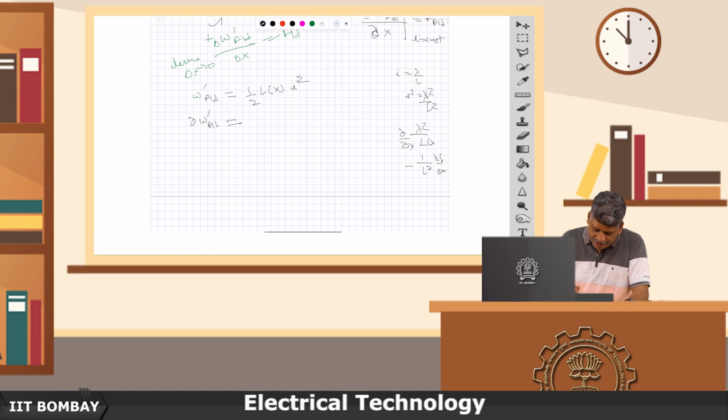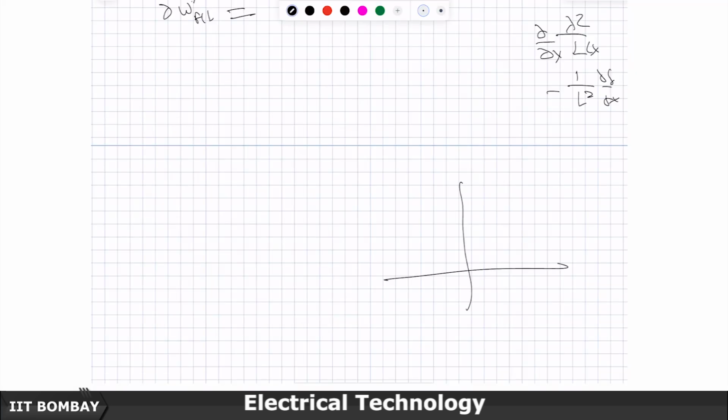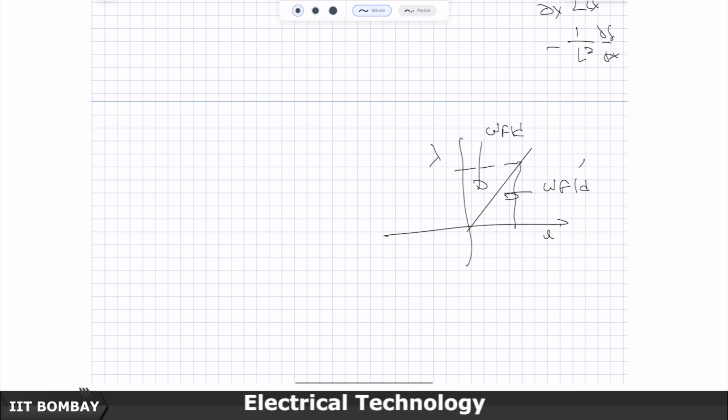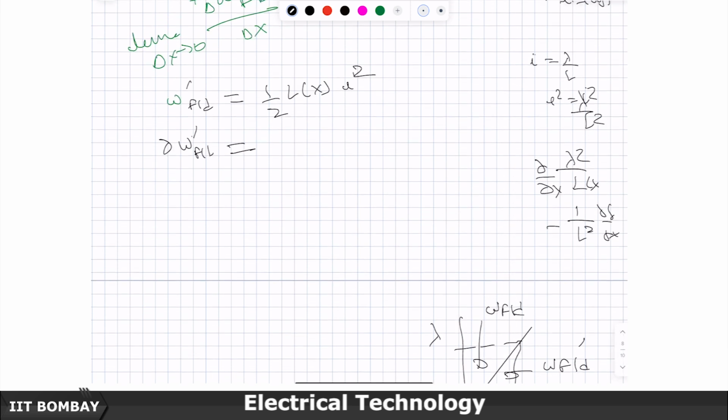Because I am going to take the partial derivative, see, if the BH curve is a straight line, incidentally, meaning if the lambda-I curve is just a straight line as in this example, because only the air gap gives reluctance, then this rectangle, half of this area is field energy, half of this area is co-energy. So W_fld is equal to W_fld dash, which is half of L I square, equal to half of lambda square by L.